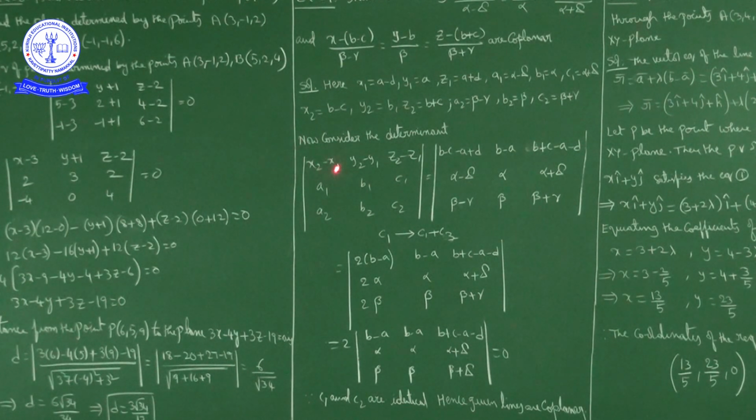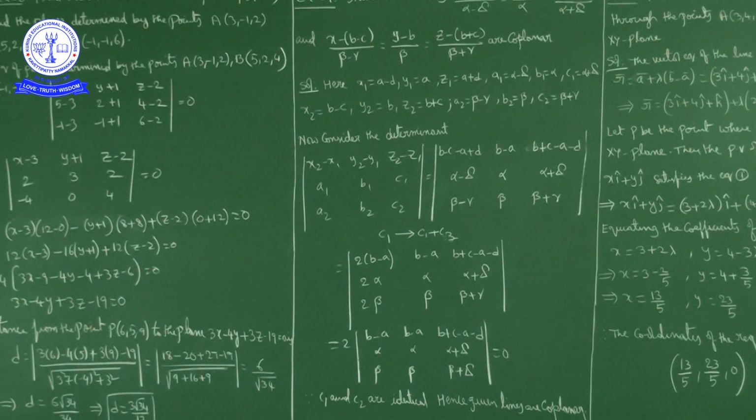Determinant of x2 minus x1, y2 minus y1, z2 minus z1; a1, b1, c1; a2, b2, c2 equal to 0. What it says is that the two given lines are coplanar. Okay, now to prove two lines are coplanar, what do we have to show? We have to show that the shortest distance between those two lines is 0. Okay, that is what we did here.